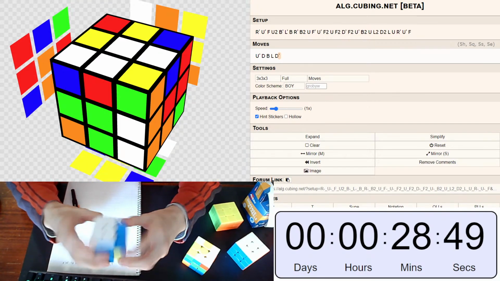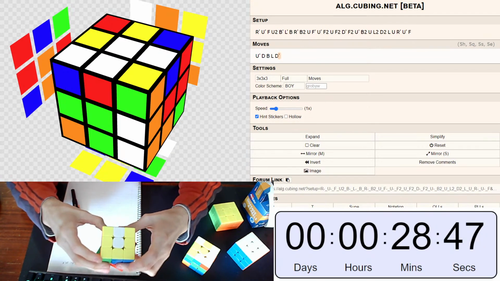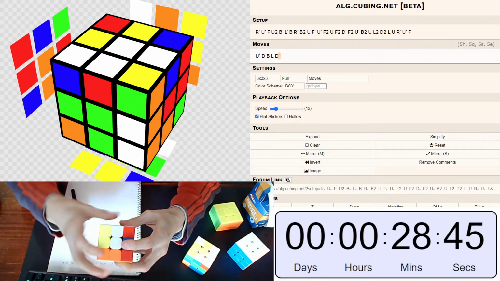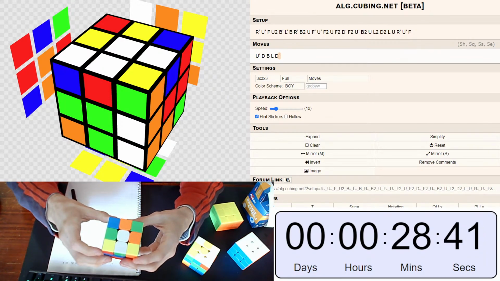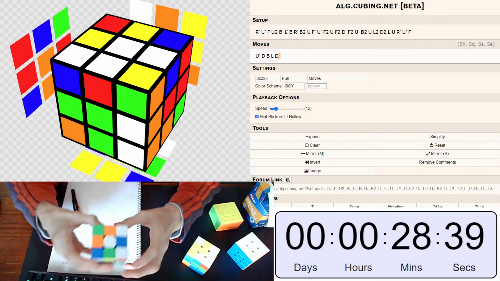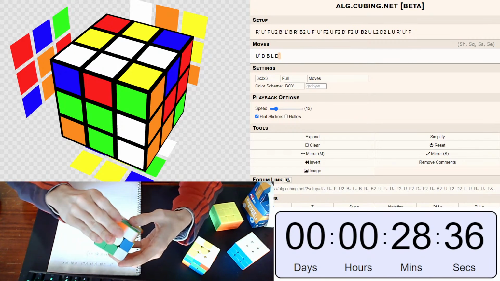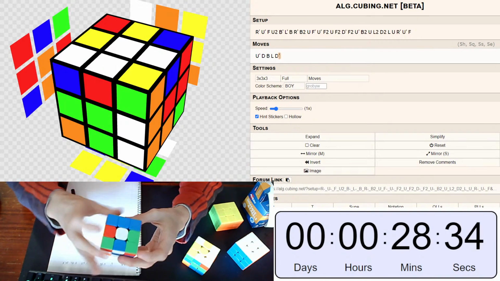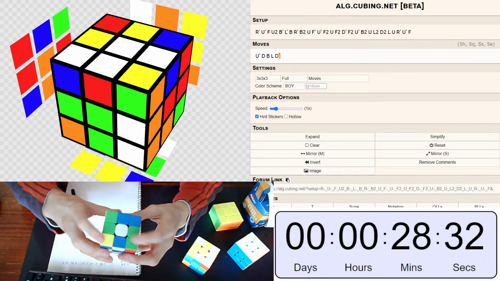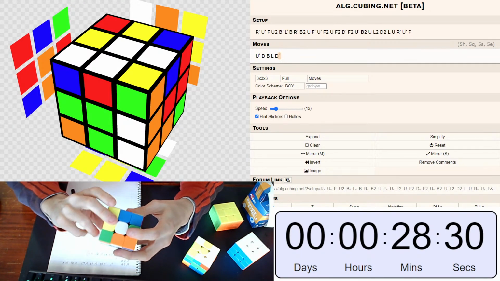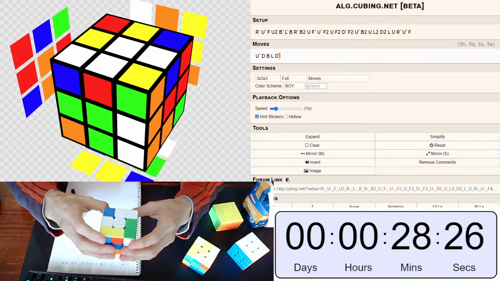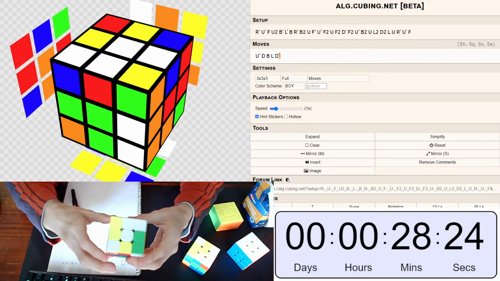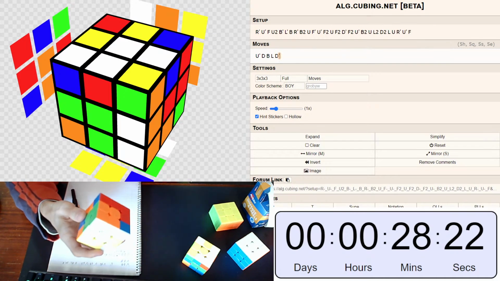So L2, B2, R2, D, L prime, B prime, D prime, U, inverse scramble, L prime, B2, L2, U prime, B2, U, F2, D, F2, U prime, F2, U, F, U prime, B2, R, B prime, L, B, U2, F prime, U, R, and then the inverse moves, D2, R2, U prime, R2, U, L.